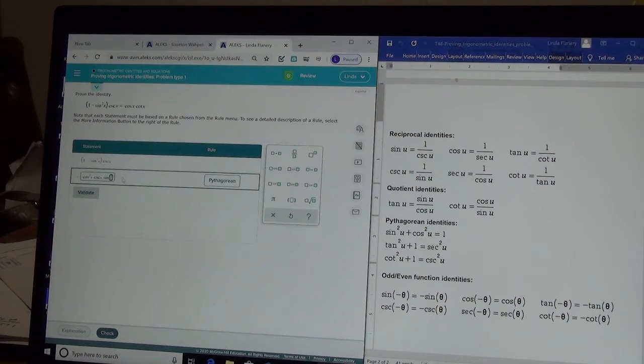Whoops, I didn't want that in there and I didn't validate. I better validate here. So I'm going to leave the cosine squared. And then I'm going to change my cosecant into 1 over sine.